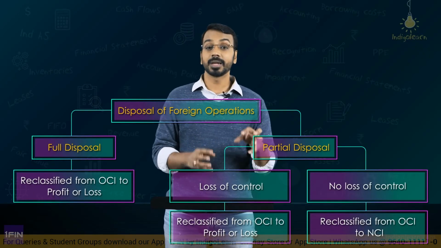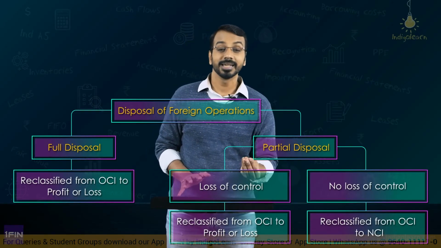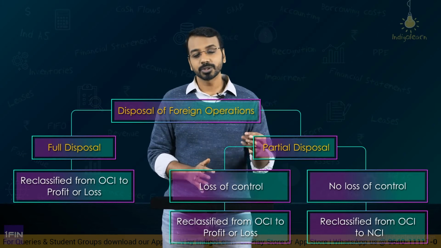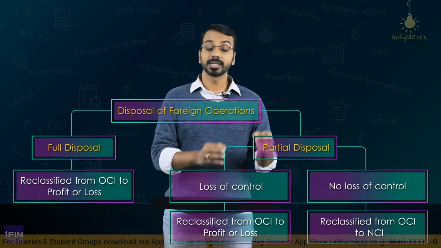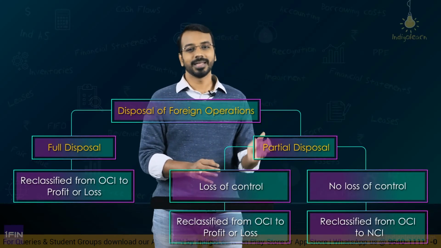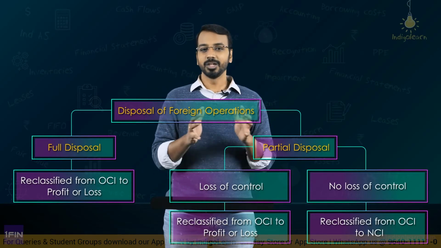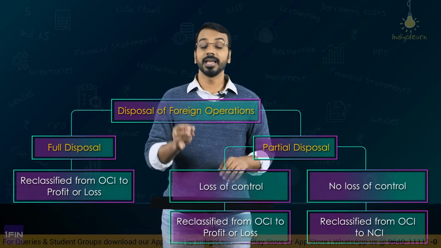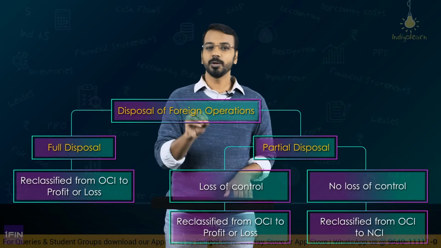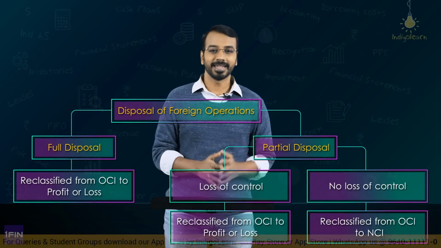Then, the third aspect is where there is a disposal but control is not lost. Means you have sold off some shares but the control over the subsidiary is not lost. In that case, the proportionate amount will be transferred from the OCI to the NCI, that is from other comprehensive income to the non-controlling interest. And in no case, when you dispose of a subsidiary, will the non-controlling interest portion of the FCTR be reclassified to the P&L. Okay, that will not be done because that is not belonging to the reporting entity.